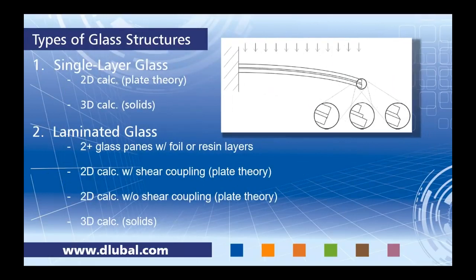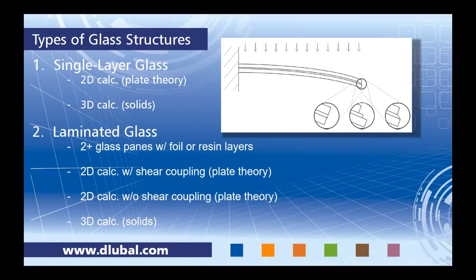So there are three different types of glass structures. The first is single layer glass. Now, when we are considering the use of our add-on module RF-GLASS, we have two options when it comes to single layer glass. We can run a calculation according to a 2D calculation utilizing plate theory. The second option is a 3D calculation utilizing solids. So this would, instead of using 2D surface elements for plate theory, utilize three-dimensional finite elements. Now, both have their pros and cons. Obviously, a 2D calculation is going to be a little bit quicker, maybe not as detailed of results as you would see with the 3D calculation with solids.